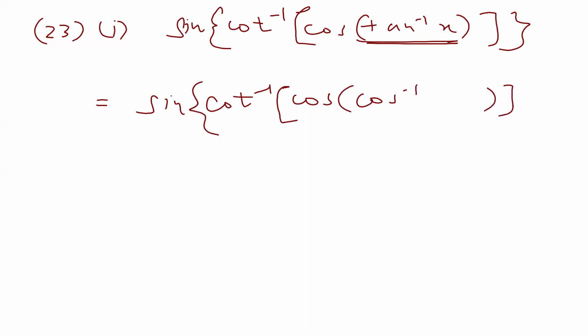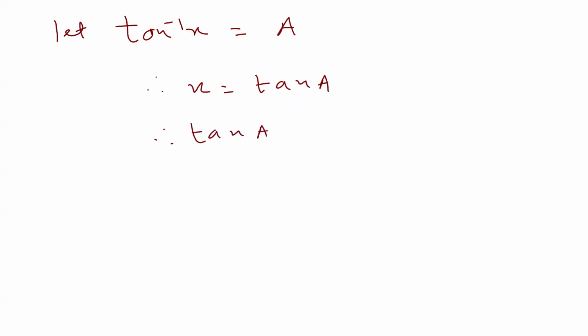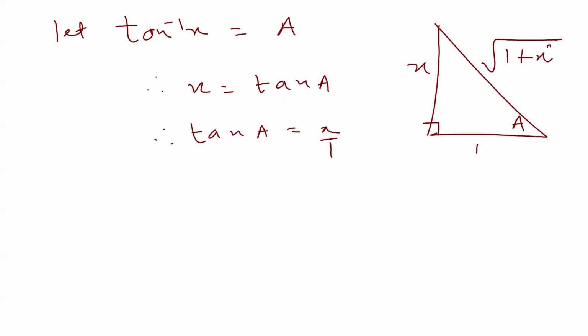Now conversion into cos inverse for here will be done by the triangle method. So I'll take a rough page. Let tan inverse x be a. Therefore, tan a is equal to x upon 1. Let's put a triangle over here, 90 degrees, a. This is x and this is 1. So this is root of 1 plus x square, by Pythagoras.